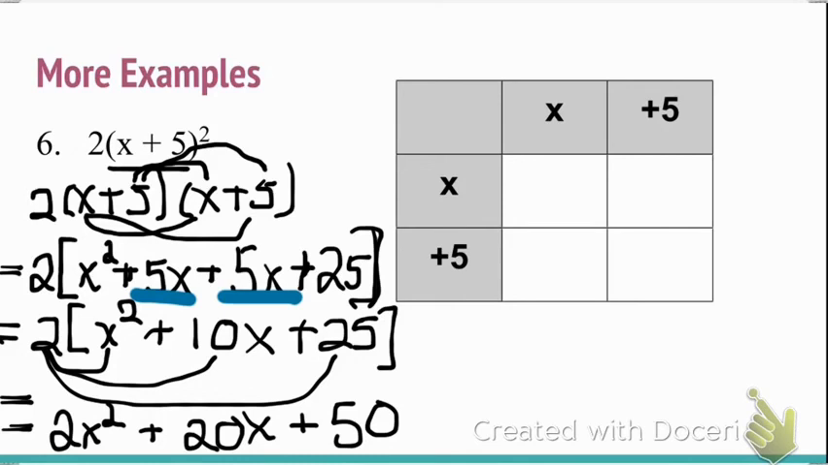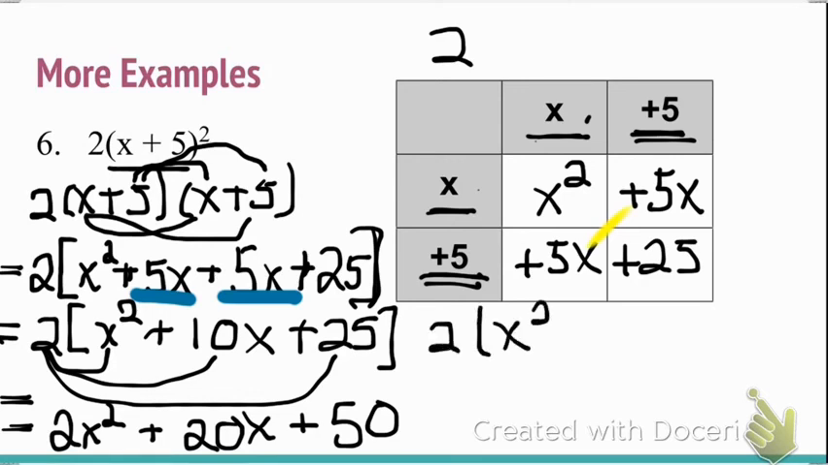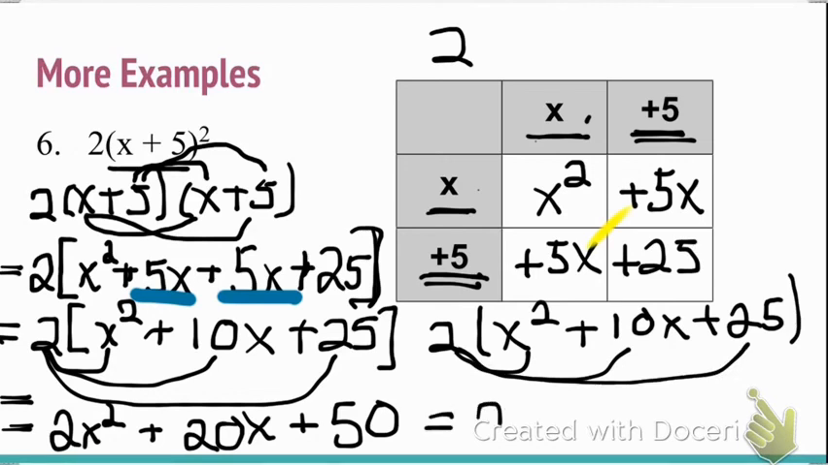Okay, and the same thing with the table. We're just leaving the 2 out. So we're going to put the 2 here for now. And then I put the x plus 5 in here. So x times x gives me x squared. Then I've got x times positive 5, that gives me positive 5x. And I've got positive 5 times x, so that gives me also positive 5x. And then lastly, I've got positive 5 times positive 5, so positive 25. Diagonal, add those two together. We're going to leave the 2 at the beginning. So I've got x squared plus 5x plus 5x is 10x plus 25. Then we multiply that 2 in to everything. So that's 2x squared plus 20x plus 50.